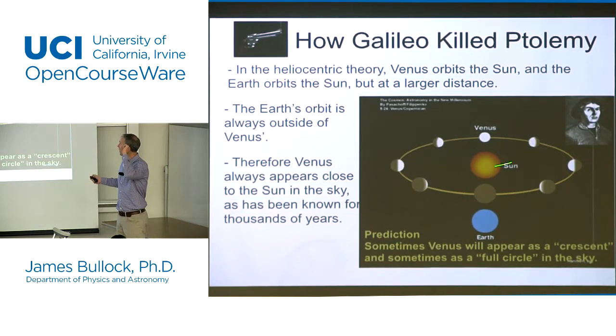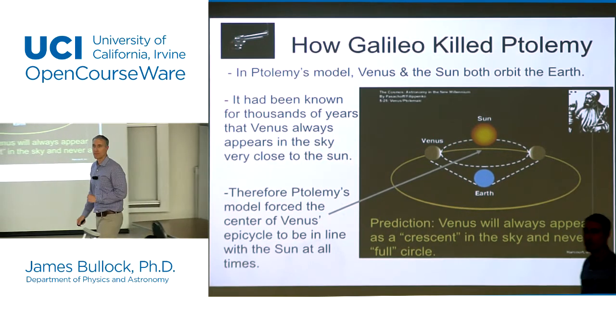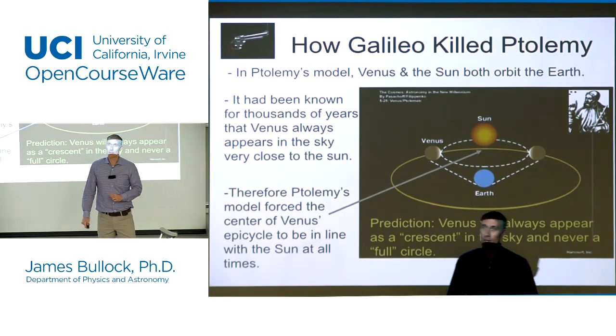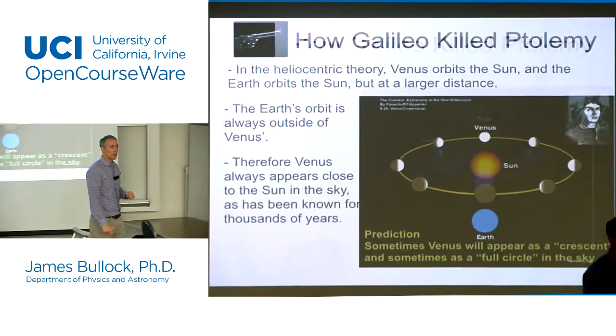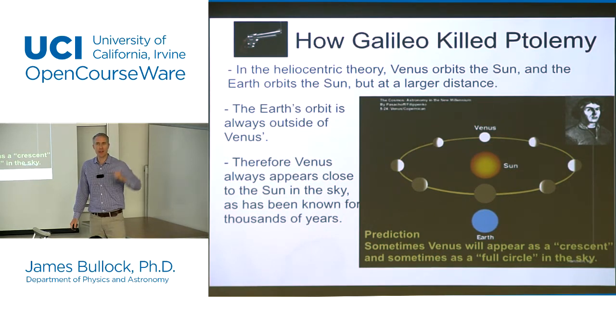Now that's very different than Venus in the Copernican model, because Venus is going around the sun. So sometimes you see it fully lit up, sometimes half lit, and sometimes dark. So in the Copernican picture, Venus should go through phases, whereas in the Ptolemaic picture, it shouldn't. It should always be a crescent. Now the problem is, prior to the telescope, you couldn't tell whether something was a crescent or fully lit up. It just looked like a dot in the sky.